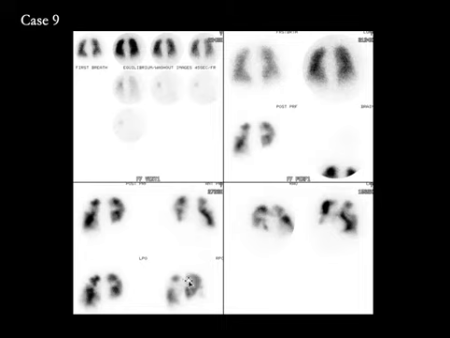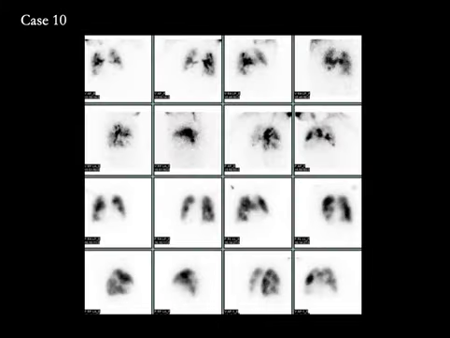Apical, anterior are okay. Posterior segment of the right upper lobe is involved. Posterior basal is okay, lateral basal is okay, anterior basal is involved, and probably the lateral segment of the right middle lobe is also involved. So this is a high probability scan for PE.